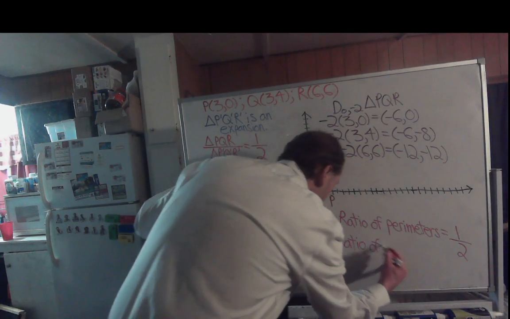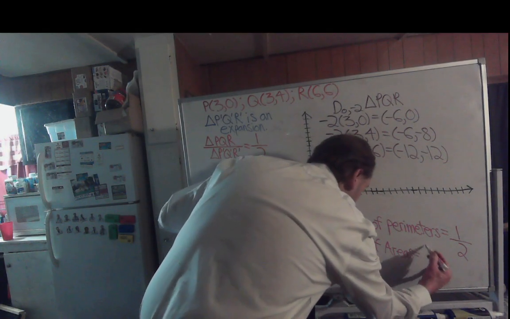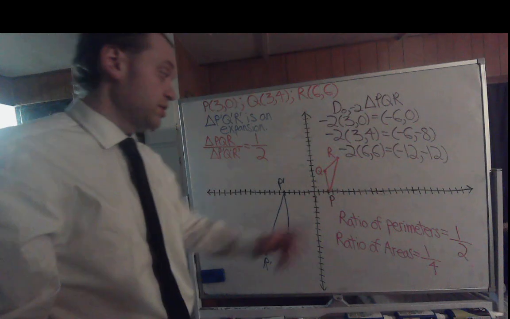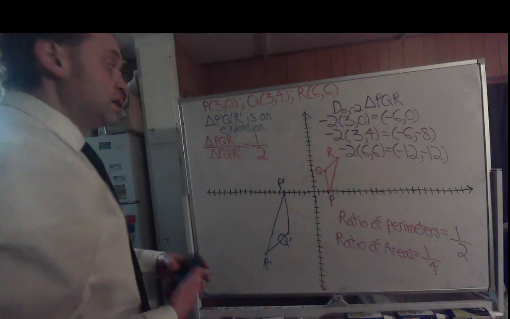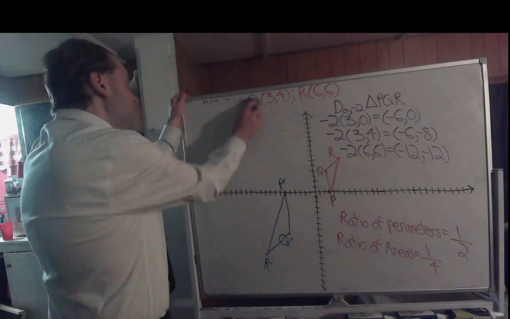You just take your scale factor and square it, you would end up getting the ratio of areas being 1 to 4. So the ratio of areas of these two shapes is 1 to 4. The ratio of their perimeters is 1 to 2. And I got one more exercise, then we're done completely with this lesson.